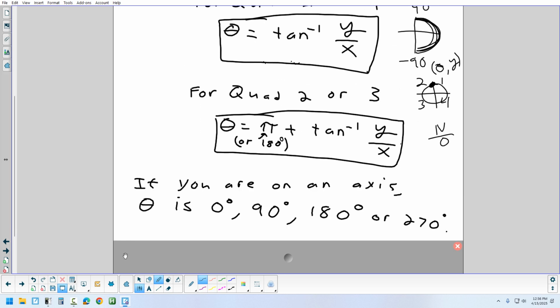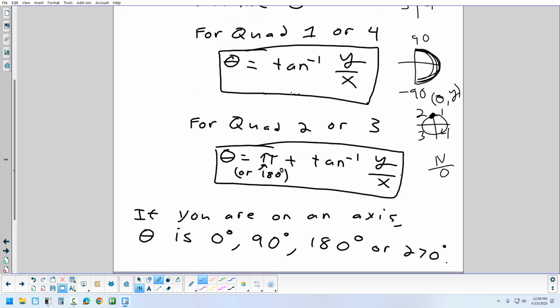If you're on the right axis, it's 0. If you're up, it's 90. Left is 180. Down is 270. So those are special cases. Now that covers everything that could happen when you're trying to find your angle: in a quadrant, or on an axis.